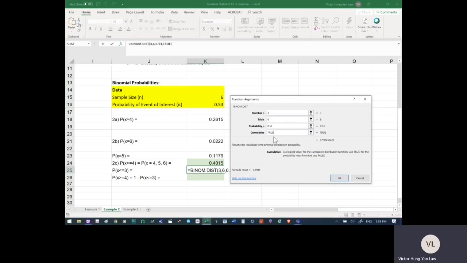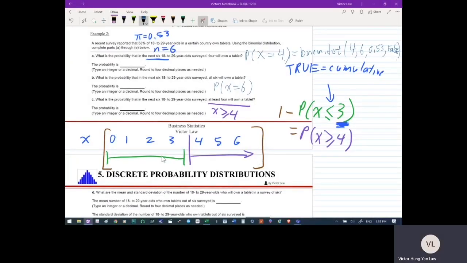It goes from the very left side all the way to the value of x. We're looking for the cumulative probability of x from the very left side, which is 0, all the way to x equals 3. So from a diagram perspective, when we put true for cumulative, we're looking for the cumulative probability from the left side, which in this case is x equals 0, all the way to the x value, which is x equals 3. And when you put true for cumulative, it always starts from the left side all the way to the x value. In this case, x is 3. That's how Excel works. It doesn't start from the right side, it starts from the left side.